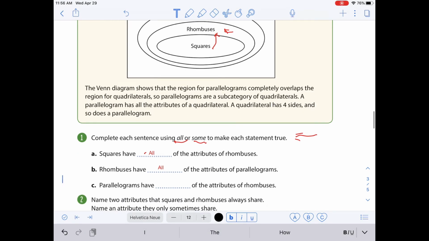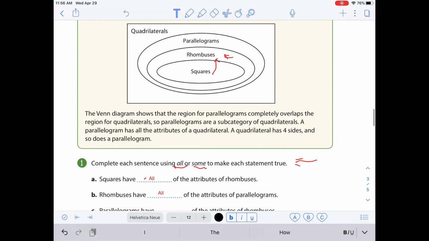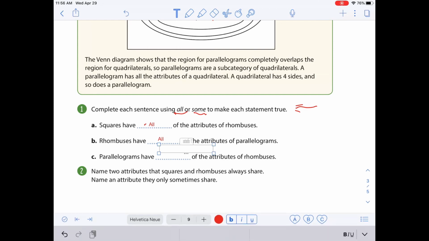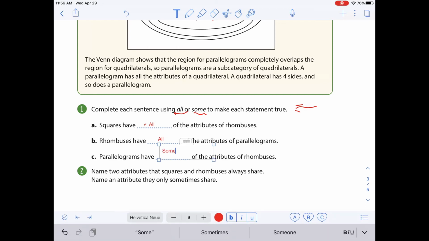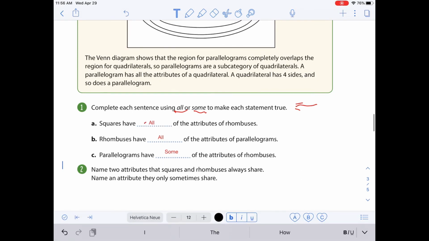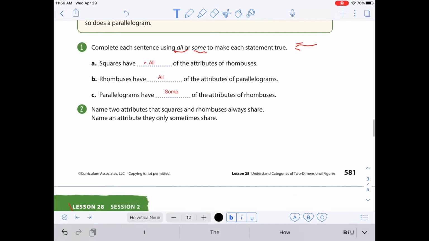And parallelograms have all or some of the attributes of rhombuses. Well, parallelograms and rhombuses are connected in the fact that they have 4 sides and that they have 2 pairs of parallel sides. So they share, but they don't share that they have all 4 sides the same length. So this would be some. Okay, all right. So name 2 attributes that squares and rhombuses always share.